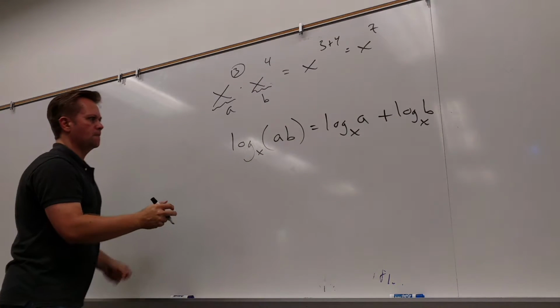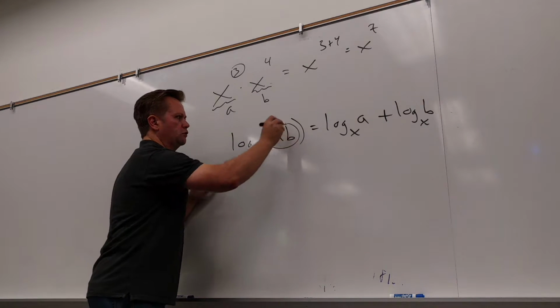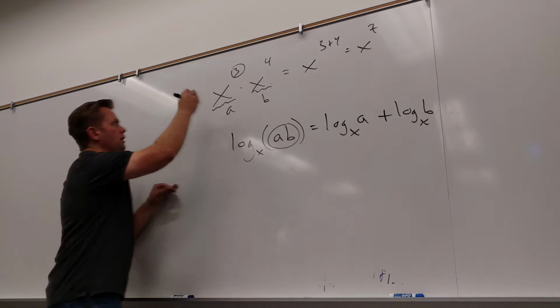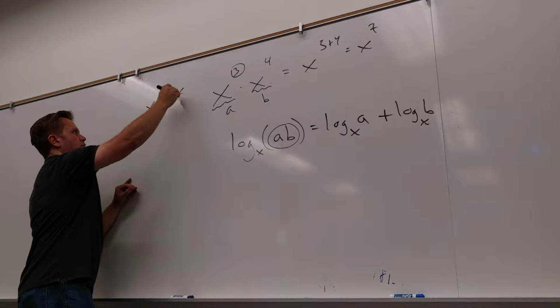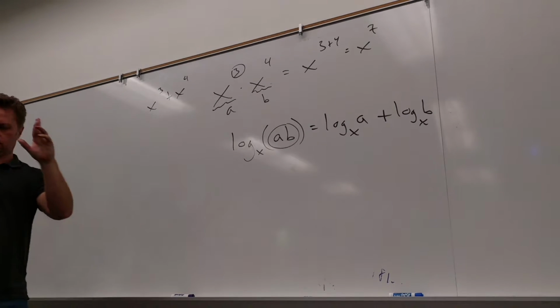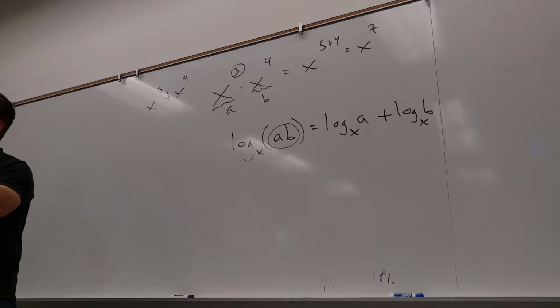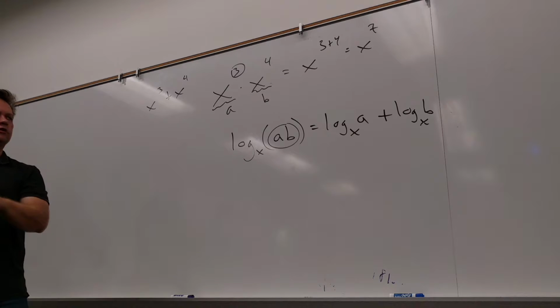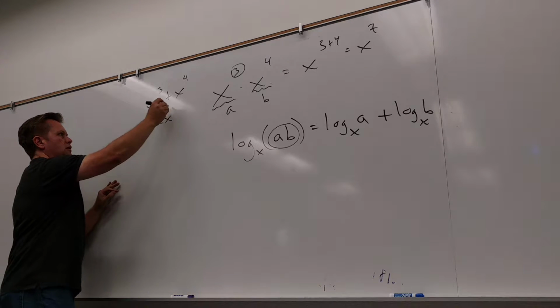Now notice, here I am multiplying two things with like bases. What can I do if I add two things with like bases? Can I do anything with this? I gave it away the way I said it.